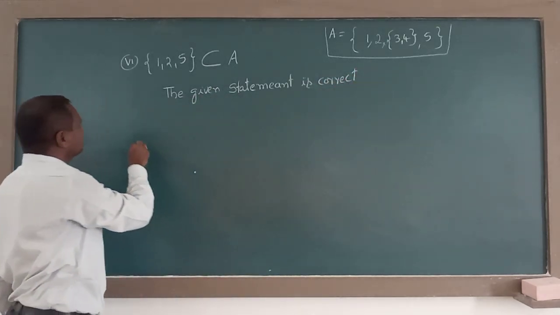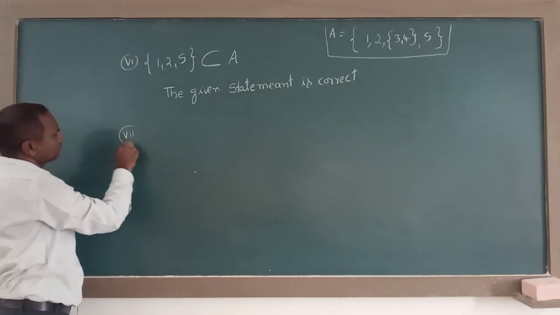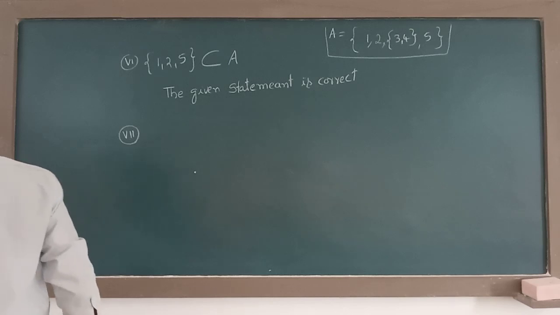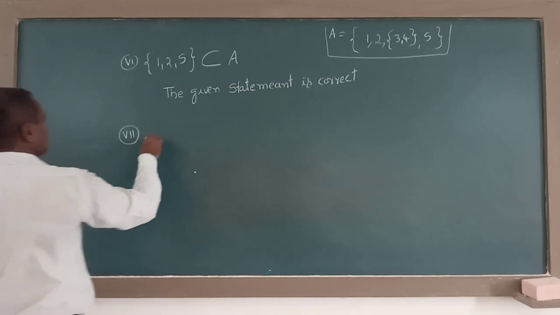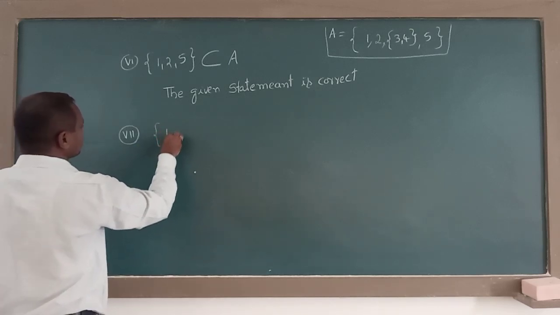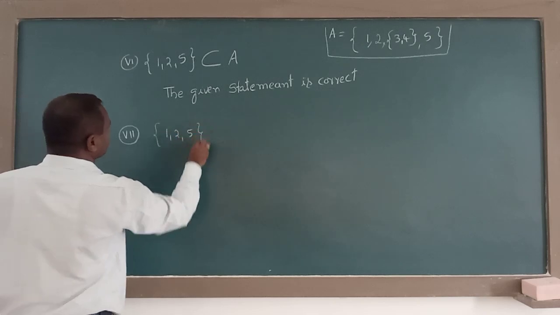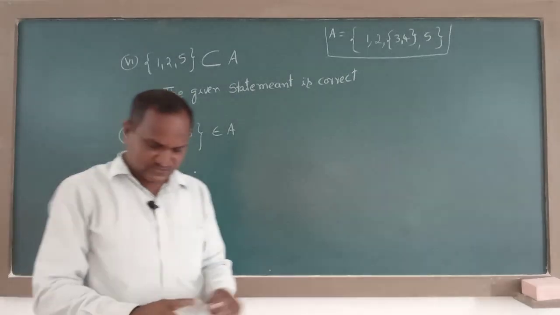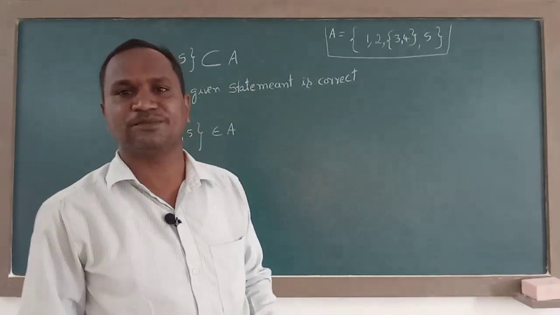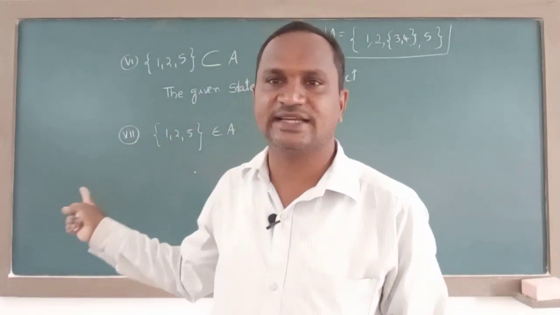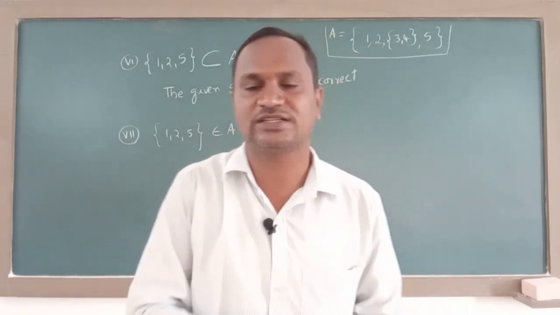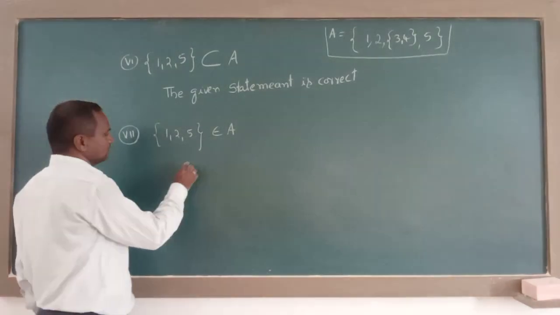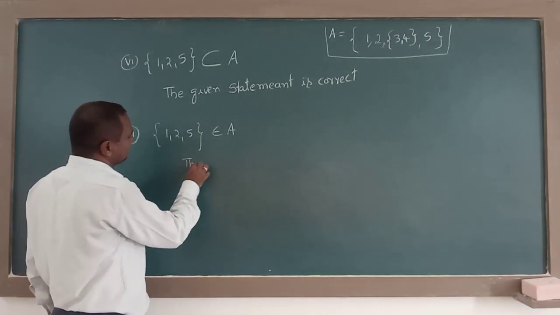Next, seventh question. Set of the elements 1, 2, 5 belongs to capital A. I told you, set to set means we must represent with the subset, because between these two sets they gave belongs. That's why the given statement is incorrect.